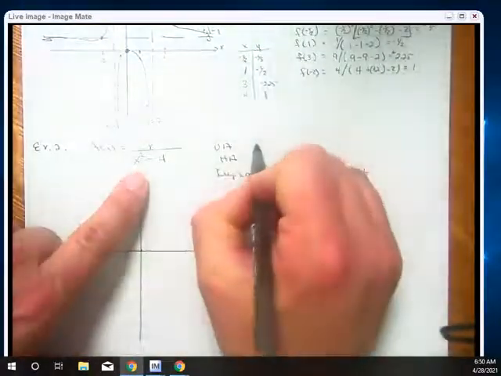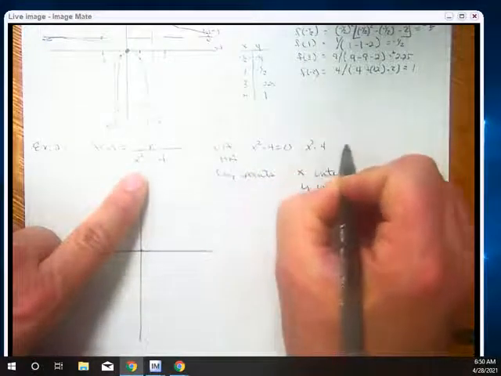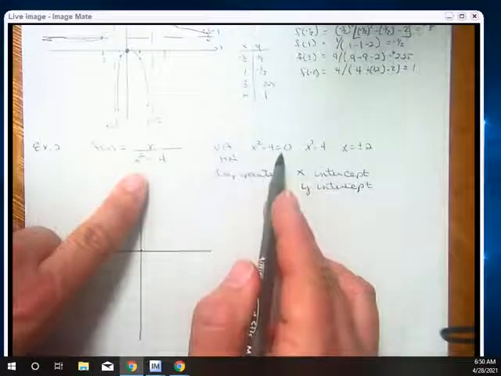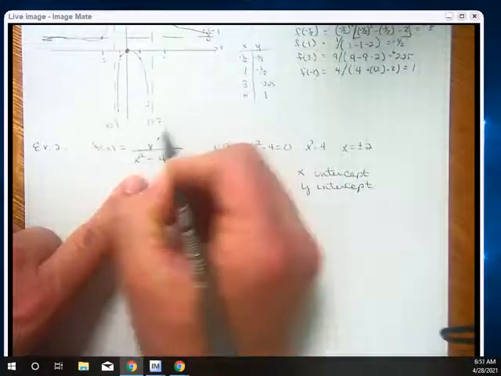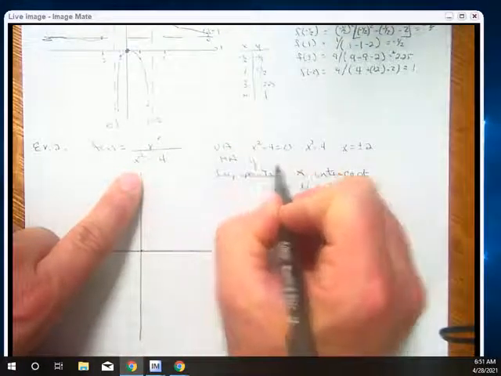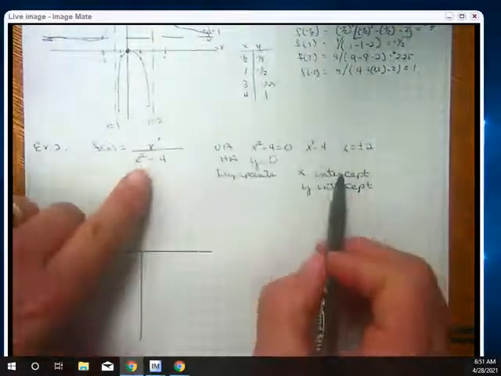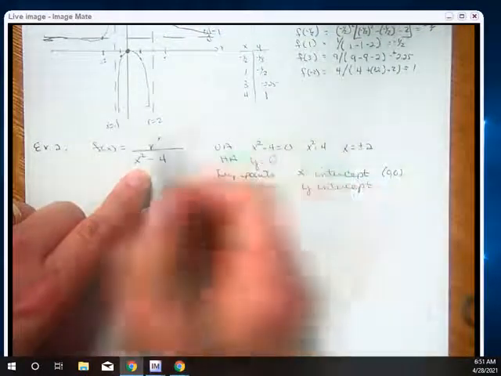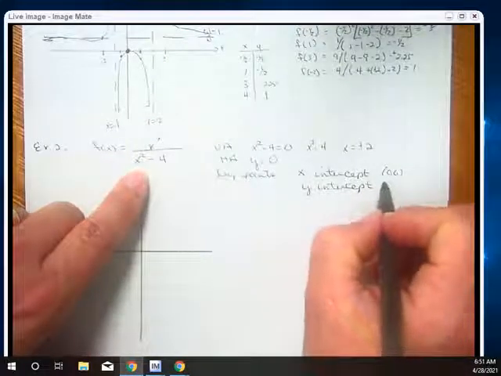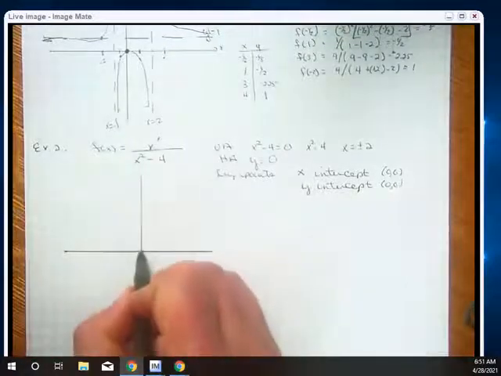Vertical asymptote, we set our denominator equal to 0. Again, you could use the quadratic formula. I just used the square root property since there was no b term. The horizontal asymptote, if the exponent on top is smaller than the one on the bottom, then y equals 0 is going to be our starting horizontal asymptote. To find the x-intercept, we substitute x equal to 0. And so x equals 0 is 0, 0. For the y-intercept, we substitute a 0 everywhere there's an x. 0 divided by negative 4 is the point 0, 0.